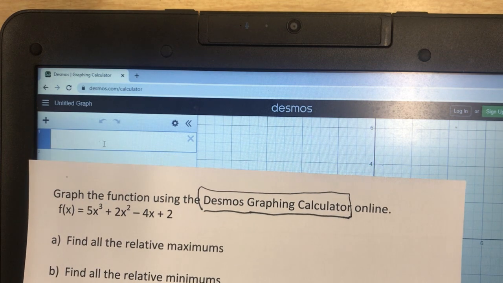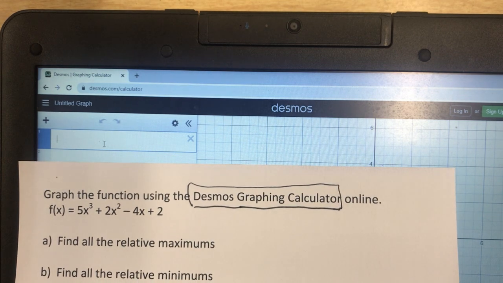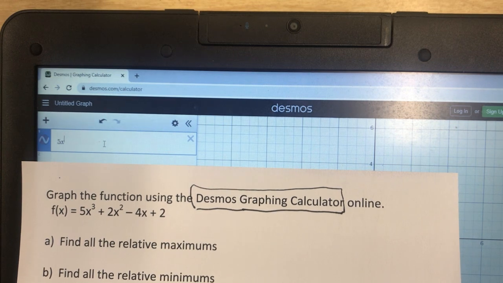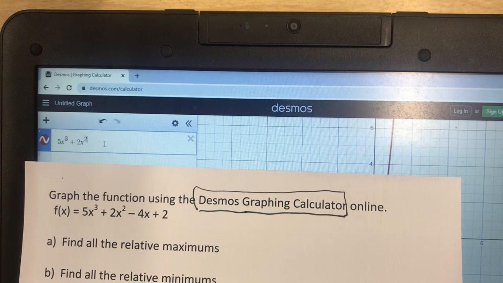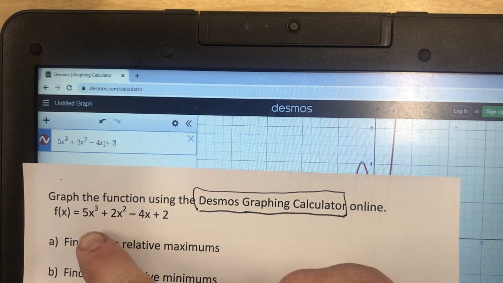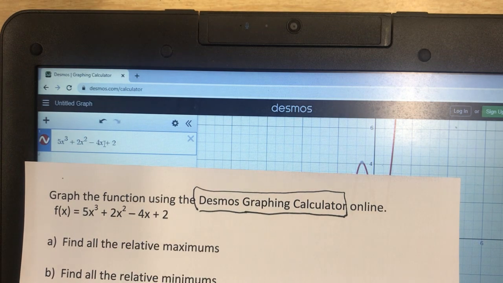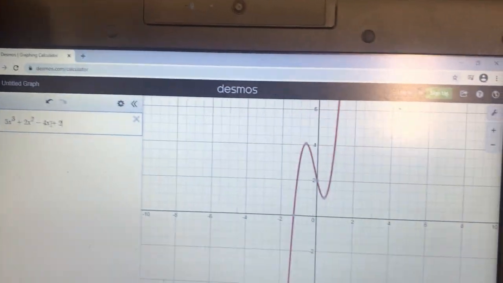I'm going to do 5x and then just do shift 6 to the third power. And then you have to hit the arrow over button to get back out of the exponent. Plus 2x squared, arrow over, minus 4x, and then plus 2. Make sure I have everything right. All right, we're good. There's the function right there.